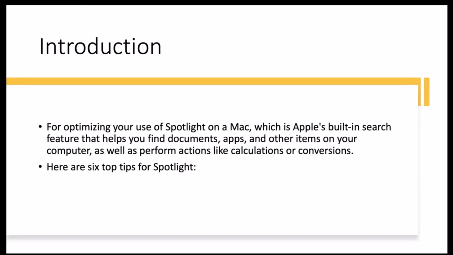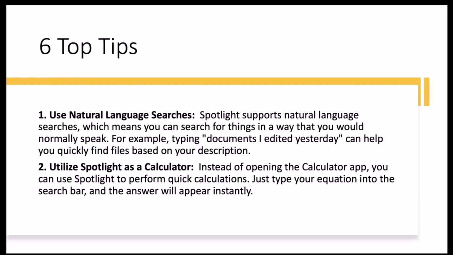For optimizing your use of Spotlight on a Mac, which is Apple's built-in search feature that helps you find documents, apps, and other items on your computer, as well as perform actions like calculations or conversions, here are 6 top tips for Spotlight. Number 1, use natural language searches.